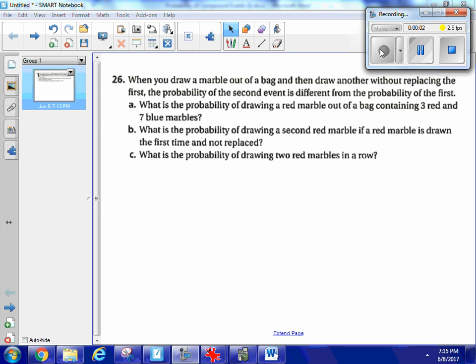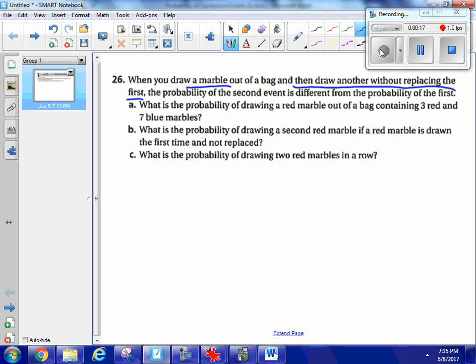So let's see if we can do this probability problem right here. I'm going to draw one marble out of a bag, and then I'm going to draw another without replacing the first one. The probability of the second event is different from the probability of the first because they are dependent. But let's look at A first.